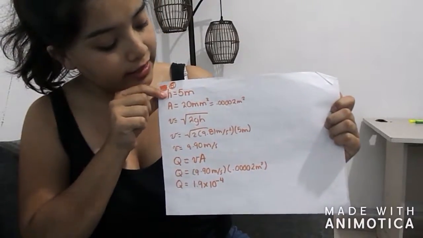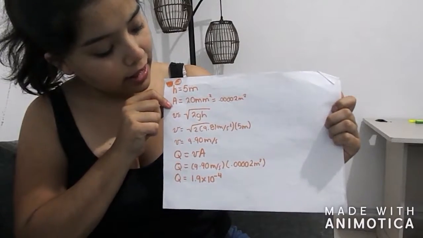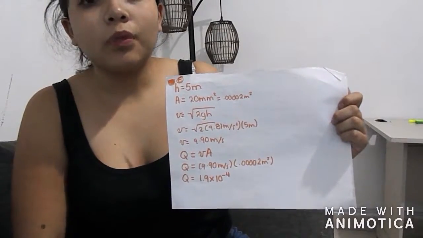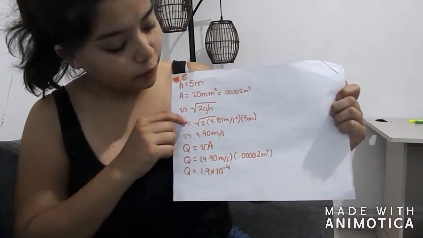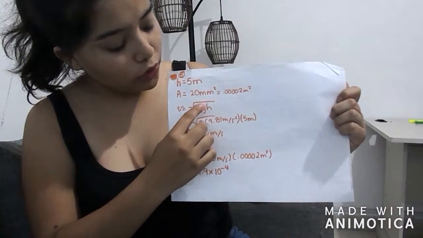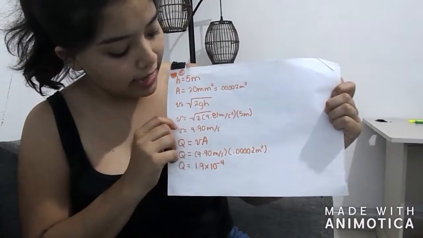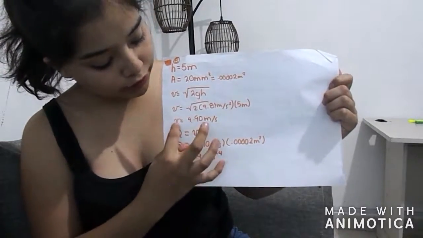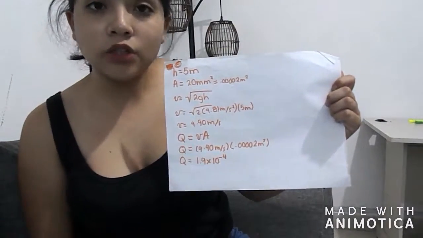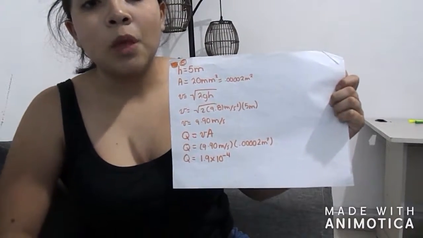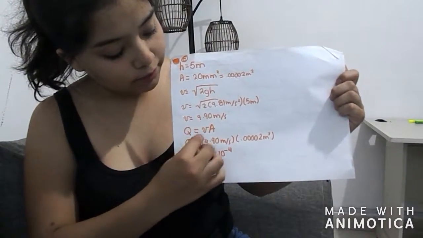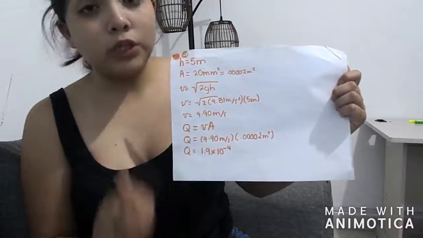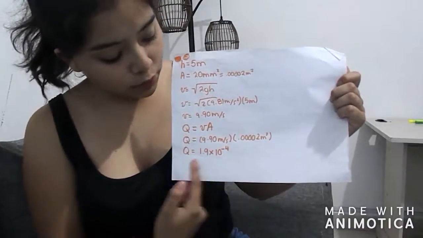So we have our data that is height and area. We need to first take out the velocity with the formula of square root of 2 times gravity times height. Then we need to substitute our values, and we got the result of velocity. Then in order to take the flow rate, we need to multiply with the formula velocity times area. We substitute our values, and we have the result.